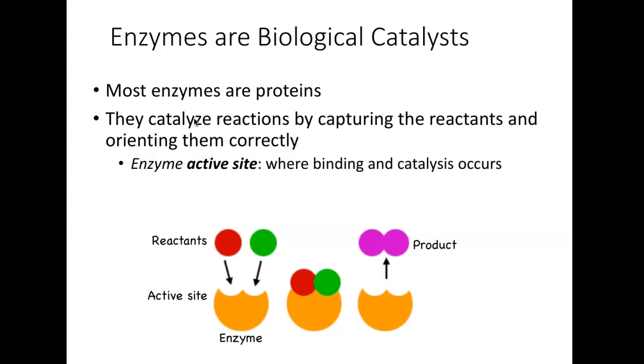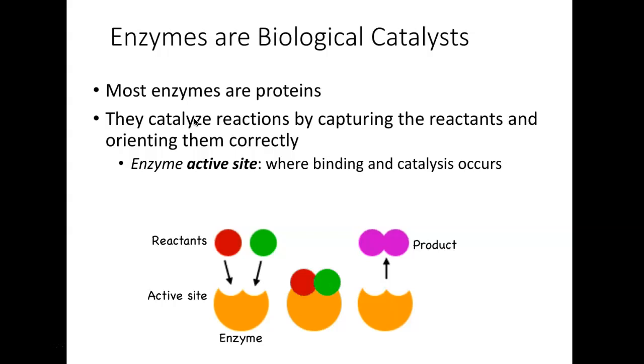In a chemistry lab, catalysts are often metals, but in biology, in cells and in organisms, catalysts are enzymes. Enzymes are proteins that speed up chemical reactions. So the basic anatomy of an enzyme is the enzyme itself, this orange cartoon here, is made of protein. And it has a specific site that reactants can bind to. And those binding sites are called the active site.